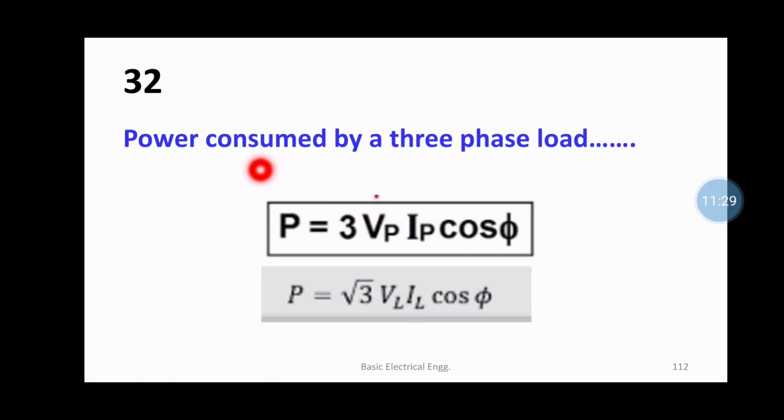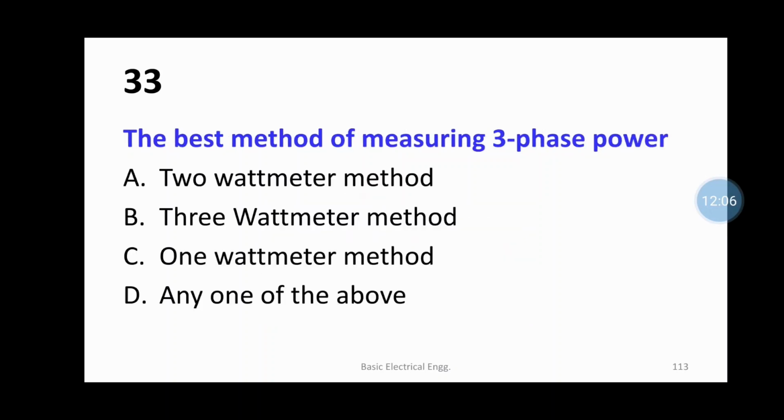Question number 32. Power consumed by a three-phase load is dash. You can write the power consumed in a three-phase load in terms of line quantities or phase quantities. In phase quantities, P is equal to 3 Vp Ip cos phi, where Vp and Ip are the phase voltage and phase current. Or in terms of line current and line voltage, P is equal to root 3 VL IL cos phi, where cos phi is the power factor. Both are correct. It is up to you.